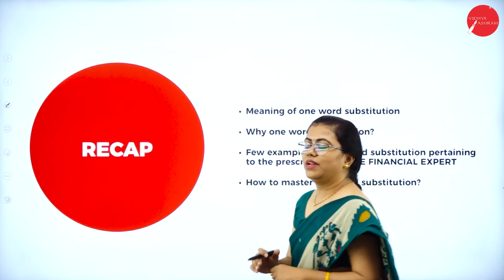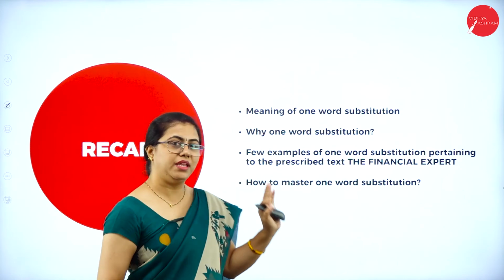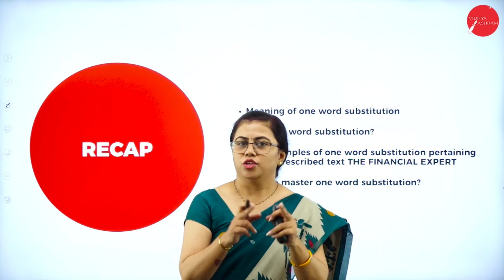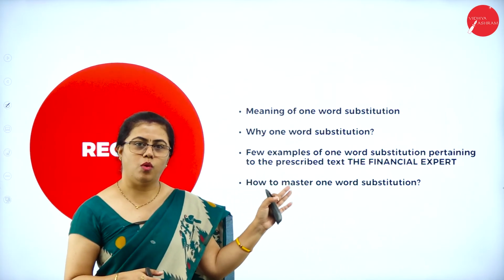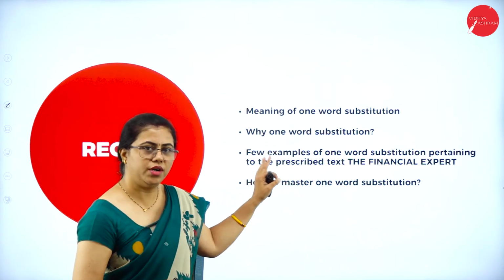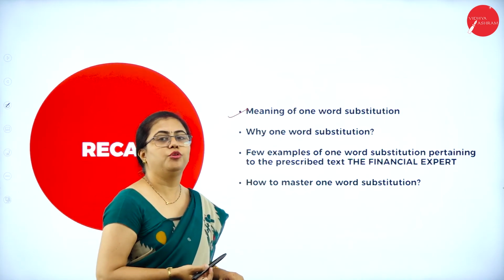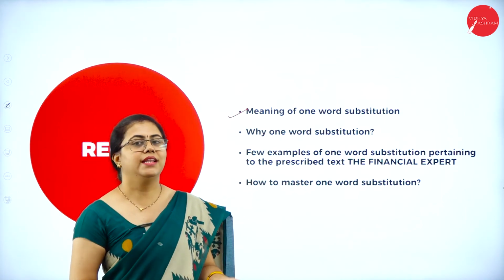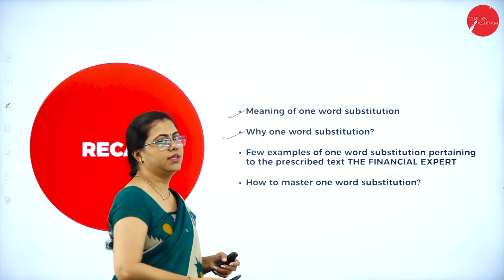Fine. So what did we learn in today's session? We'll just have a recap. We learned the meaning of one-word substitution. You just replace a phrase or a group of words in a sentence with one word. That is called a one-word substitution. Why should we use one-word substitution? In order to make our language clear and easily understandable. That is the reason we use one-word substitution.